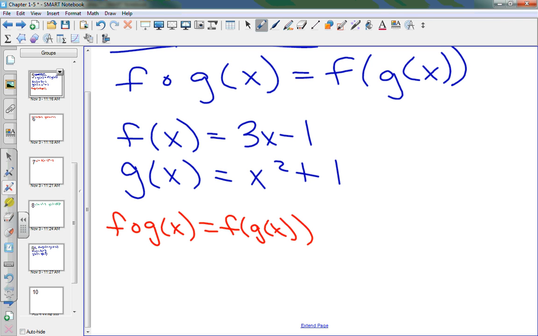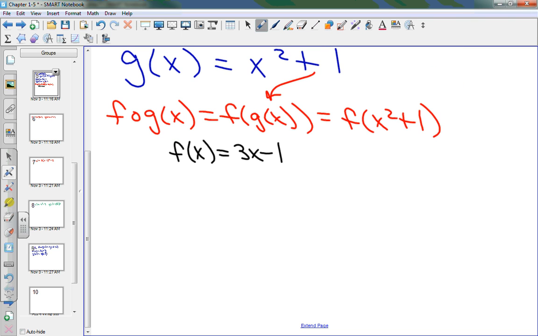So guess what? Now we have g of x. What is g of x defined to be? Since I know it, I'm going to drop it down in there. Do we understand that? Because I know it, correct? Now what does this say I need to do? I need to do f at the value x squared plus 1. So what is f of x defined to be? 3x minus 1. I'm replacing the x with what?